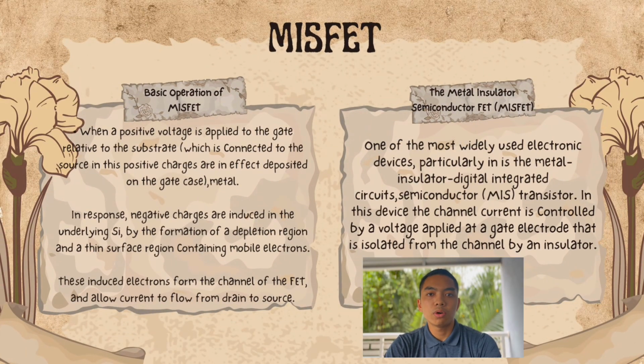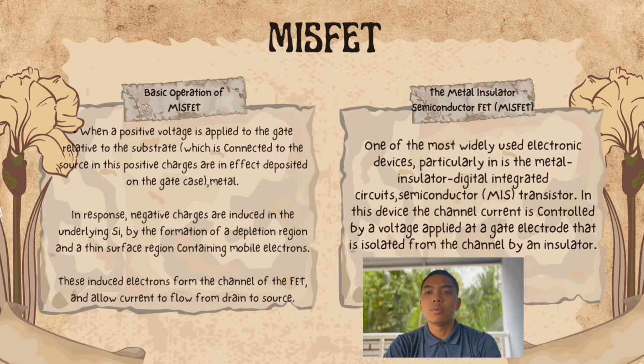Go to basic operation of MOSFET. When a positive voltage is applied to the gate relative to the substrate, which is connected to the source, positive charges are in fact deposited on the gate metal. In response, negative charges are induced in the underlying oxide by the formation of a depletion region and a thin surface region containing mobile electrons. This induced electron forms the channel of the FET and allows current to flow from drain to source.